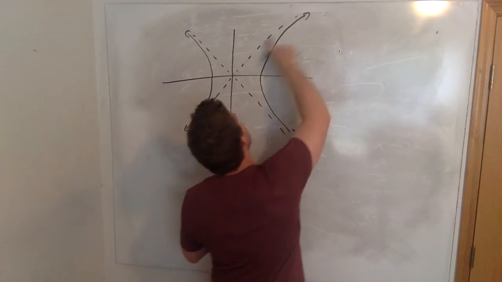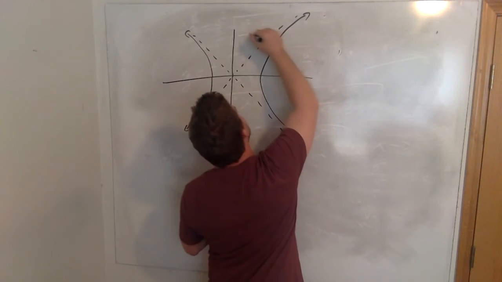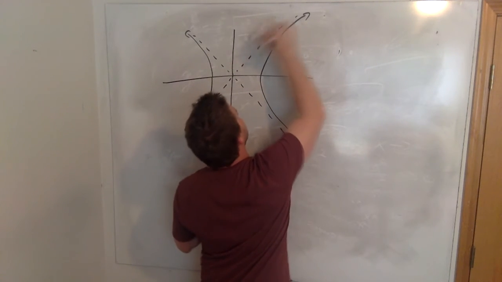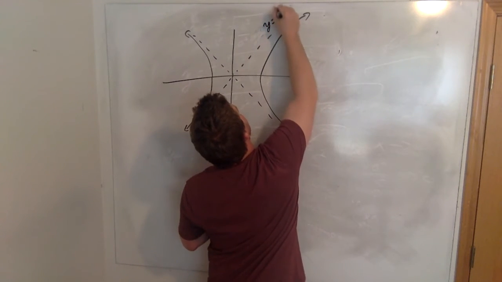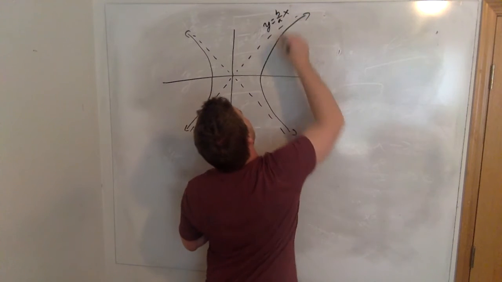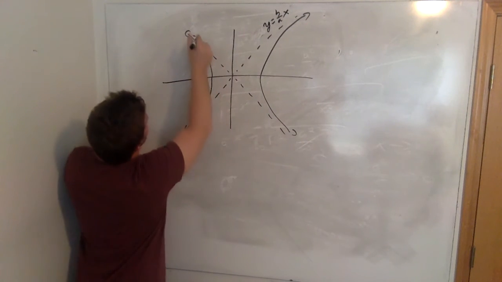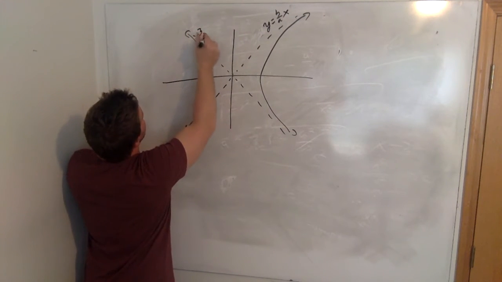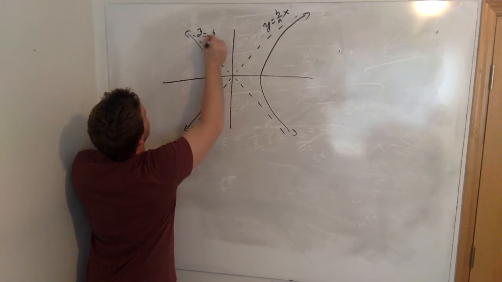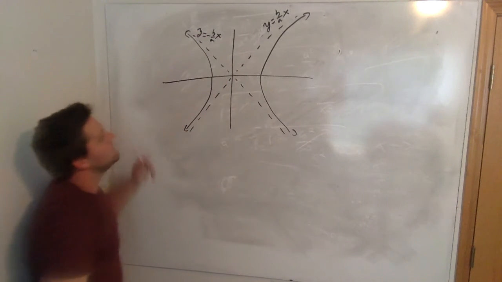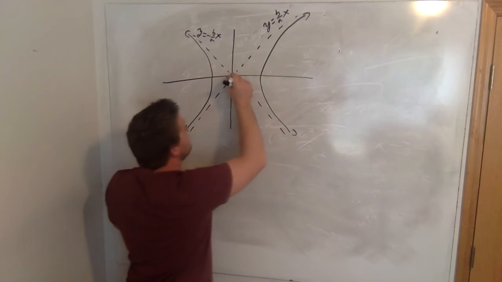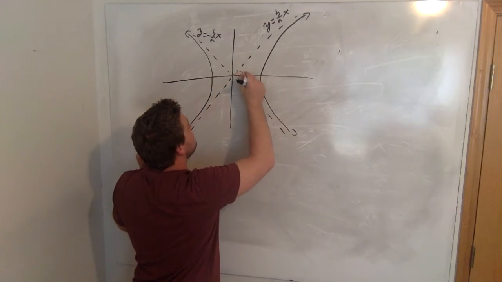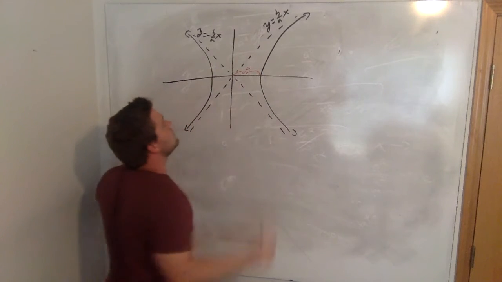The equation of this asymptote, this is a positive slope. The equation for this will be y equals b over a x. For this one here, we'll have y equals negative b over a x. So let's think about it. Well, the distance from here to here is a.